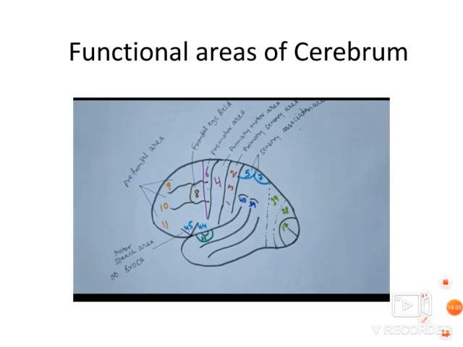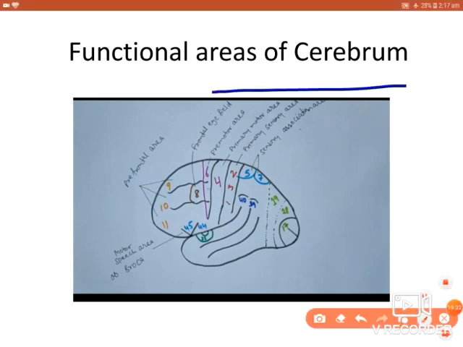Then next is the functional areas of the cerebrum. These functional areas are present on the cerebral cortex. We have seen the outer gray matter, that forms the cerebral cortex. The functional areas here control all conscious thoughts and intellectual functions. That means it processes incoming sensory information and outgoing motor information.